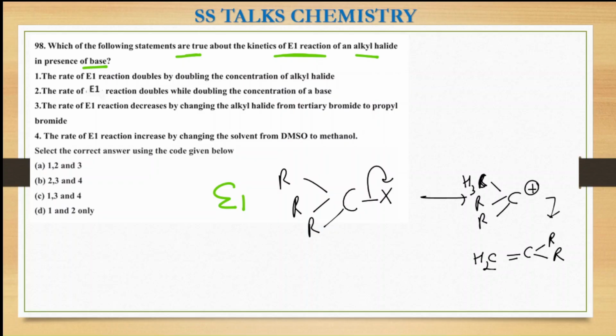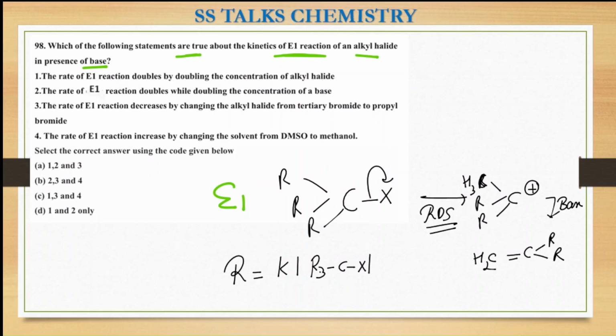So if you see the rate of this particular reaction, it is dependent upon the concentration of the R3C-X molecule only, that is your alkyl halide only. It is not dependent upon the basic medium that we are providing, because this elimination will take place in the presence of the base. It is not dependent upon that. The RDS step of this reaction is the formation of this carbocation over here, right? So this is how the reaction is proceeding.